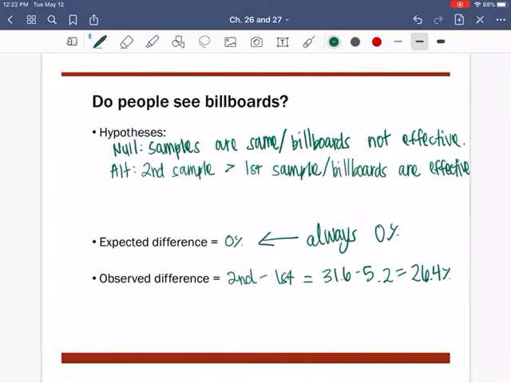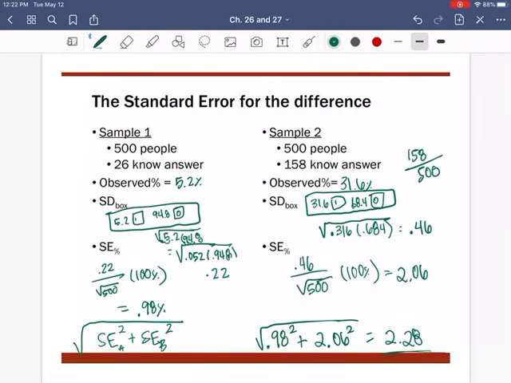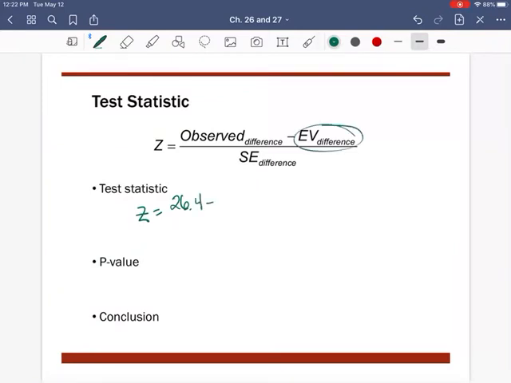So we can now calculate the test statistic. It's Z again. Z is the observed difference. What was it? 26.4. Yes, 26.4 minus the expected value difference is always 0% difference. Over the SE, we got 2.28. So then we type that into our calculator. That is 11.6. Okay, that's a giant z-score.